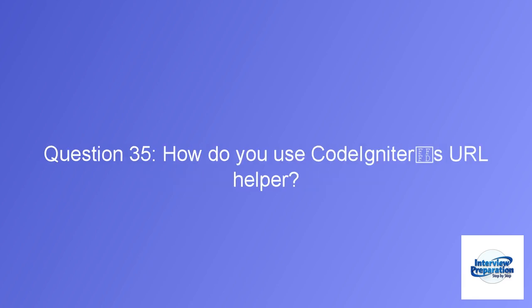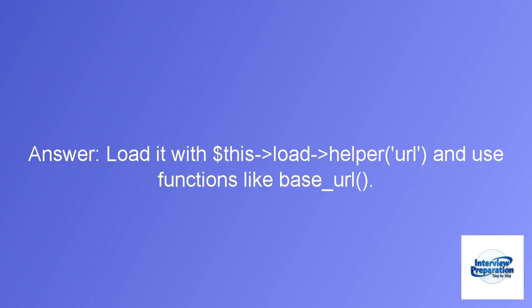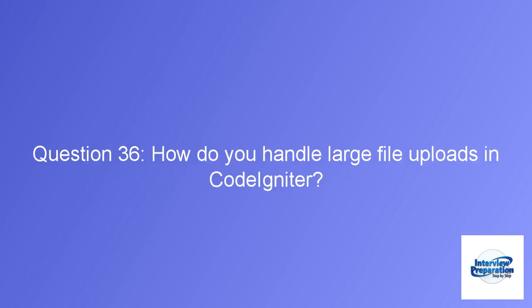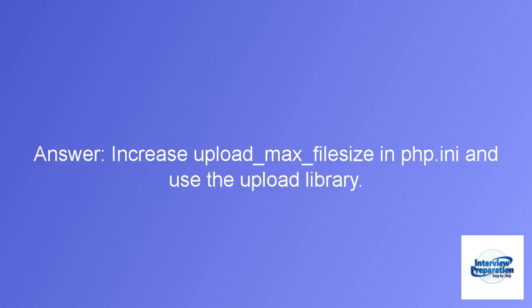Question 35. How do you use CodeIgniter's URL helper? Answer. Load it with $this->load->helper('url'), and use functions like base_url. Question 36. How do you handle large file uploads in CodeIgniter? Answer. Increase upload_max_filesize in php.ini and use the upload library.